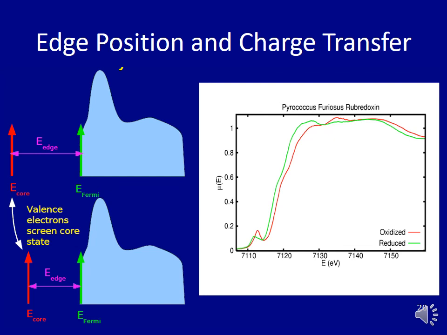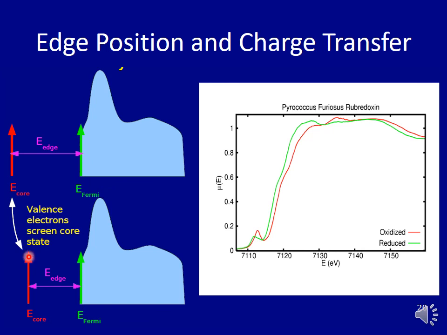Another way you can analyze XANES is to correlate the edge position with the charge transfer in the system, and that could be oxidation state, or it could be just electrons transferring from an interface to some, say, metallic nanoparticle, for example. And the physics behind this is there are actually two kinds of effects that you can have. One is that you have the Fermi level here, and so unoccupied states are to the right. If you transfer electrons onto the system, the Fermi level shifts to the right because more states are occupied, and that shifts the edge upward in energy.